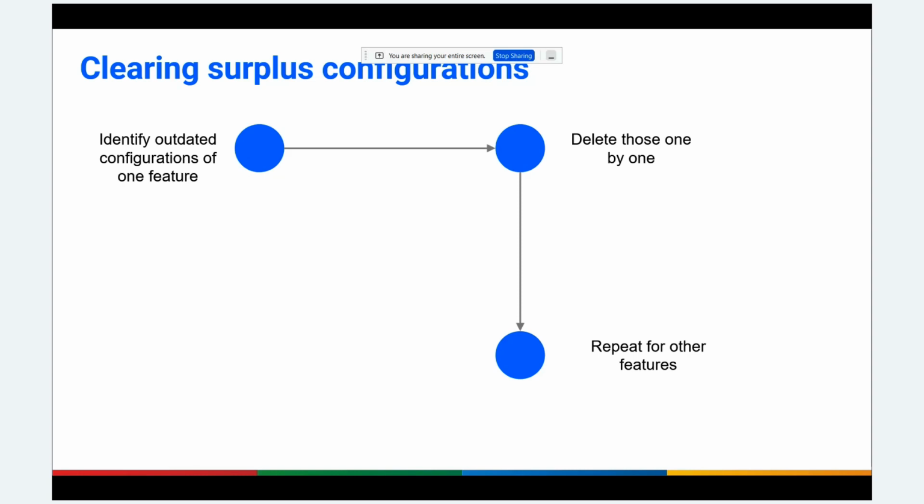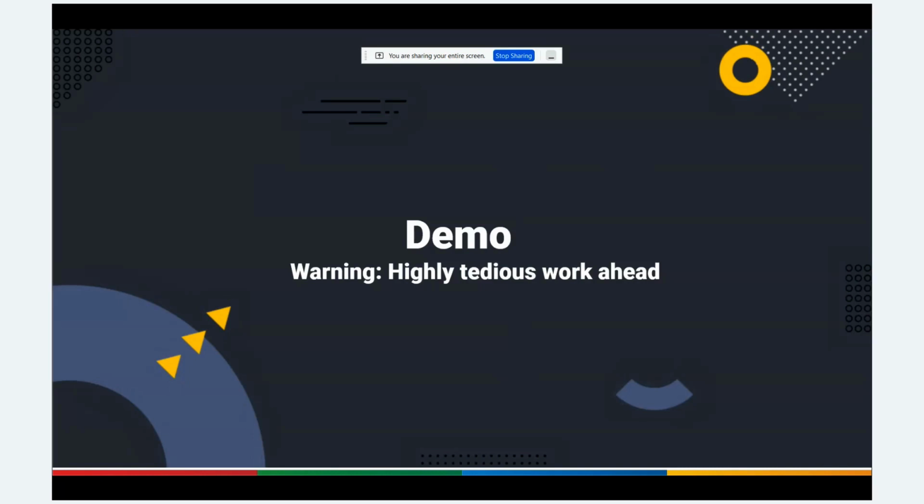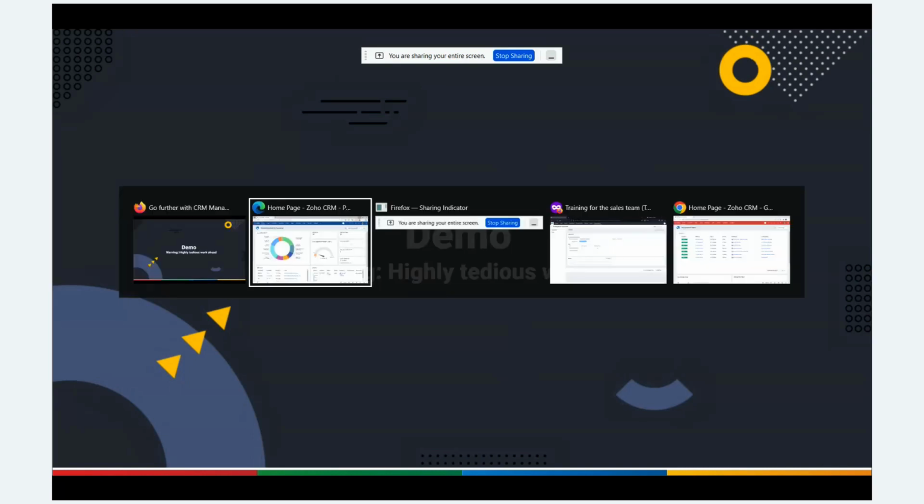We do have mass delete options for reports and templates, but for most other features, you'll have to do this one by one. Once you're done with one feature, you'll have to repeat this entire cycle again for all the features before you clear your CRM system of bloat. Now, let me give you a quick demo to show how tedious this is.